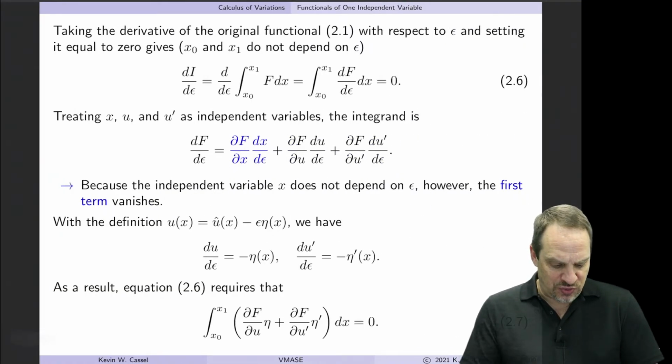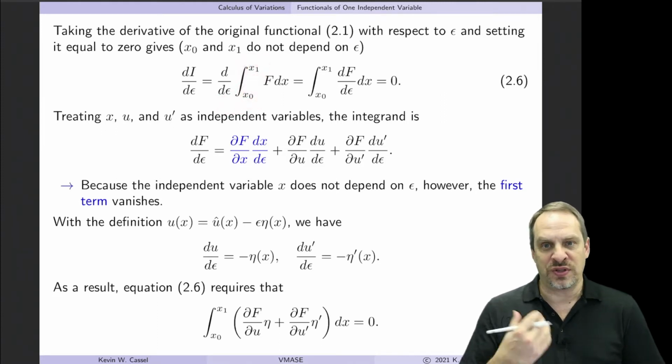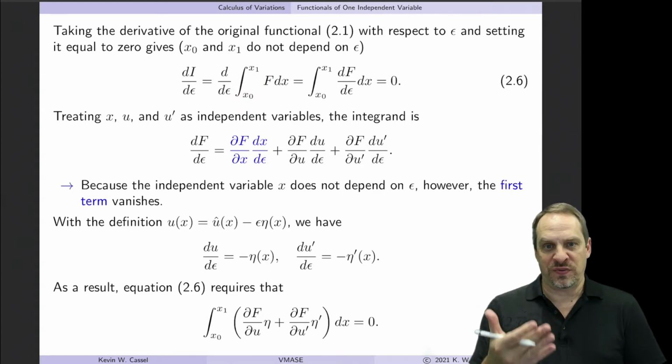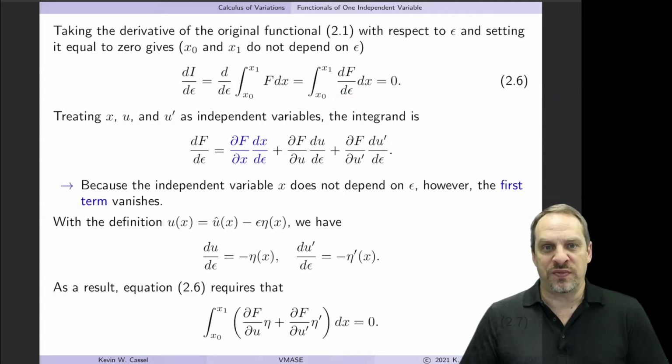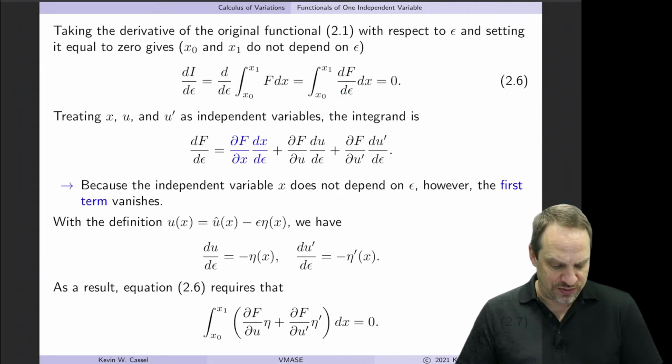We can take the derivative inside the integral because the limits of integration x0 and x1 are just constants. They don't change with epsilon. They don't change as we move from one stationary function to another. So we can say that the d d epsilon of the integral is the same as the integral of d d epsilon. So then inside we have dF d epsilon, F being our integrand.